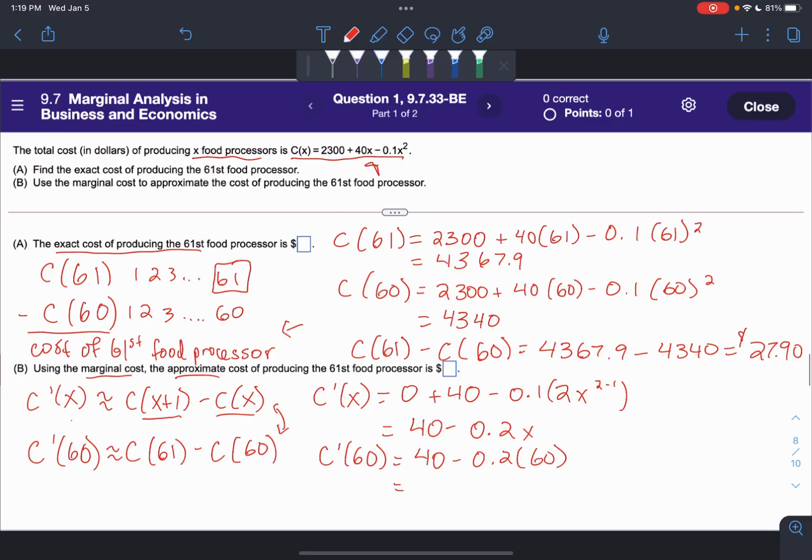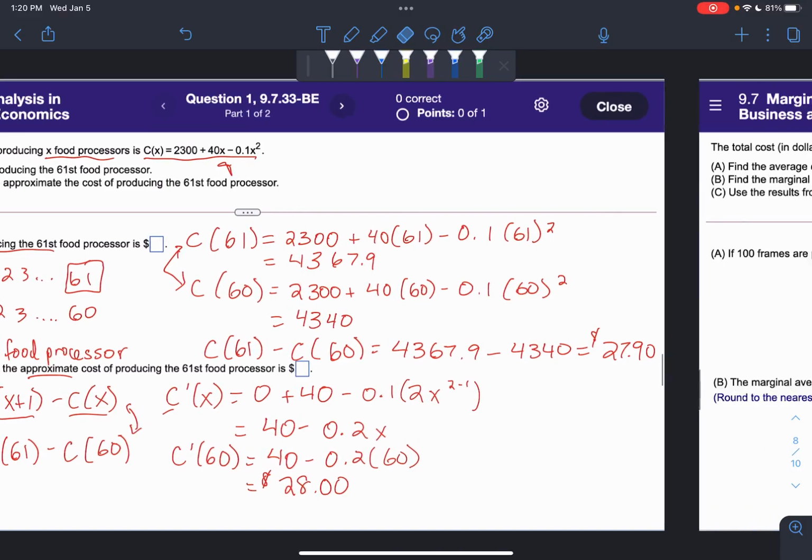And so this should give you $28. And notice how close they are, right? This is an approximation without having to do these two steps and subtract it. Instead, we can just take the derivative, or the marginal cost, and evaluate it at 60. All right? So hopefully that worked out for you. Let's see another application problem.